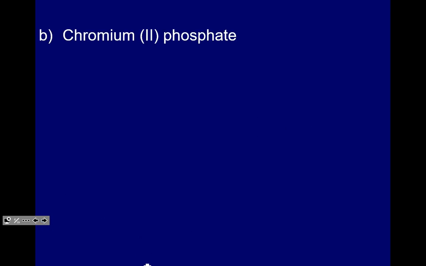And let's do a chromium 2 phosphate just so that we've got bigger and uglier numbers to work with. So the chromium 2 is going to cross over the 2 to the other side. The phosphate's a 3. That's going to come down to the chromium. So I think we're looking for something like this. Cr with the 3 crossed over, PO4 2. So we've got some big numbers we're dealing with.